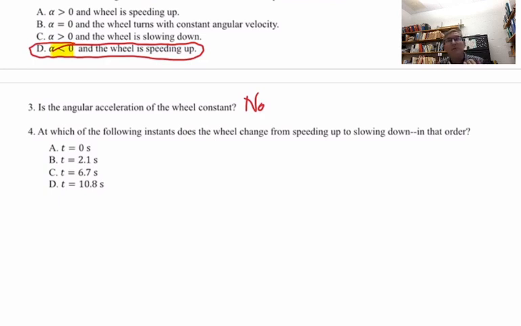Because we know at time 0, it's rotating clockwise and speeding up. But we also saw, if you remember in the video, that there was a time interval when it was slowing down, and even one time when it stopped for one instant, and then it went back around counterclockwise. So what I want to know is, which of those times, in those 4 options, they're all 4 t values, does the wheel change from speeding up to slowing down?